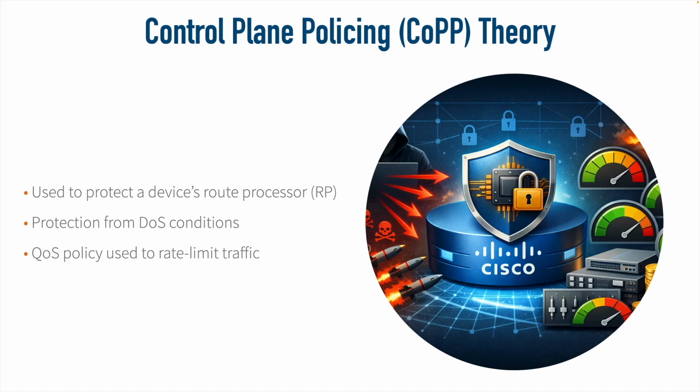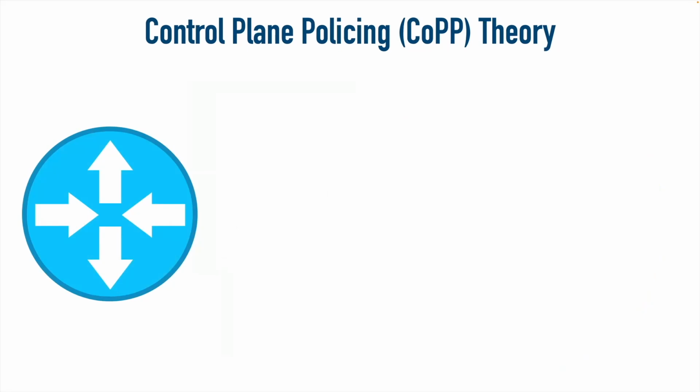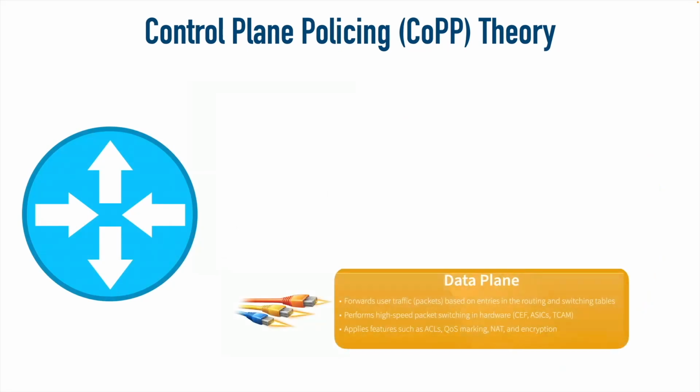And we're going to use quality of service, as we talked about earlier in the course, to apply a policy to police, to rate limit that traffic. And we might want to give different rate limits to different types of traffic. Before we get into that configuration component, though, let's remind ourselves what's happening at the different planes of operation inside of a router.